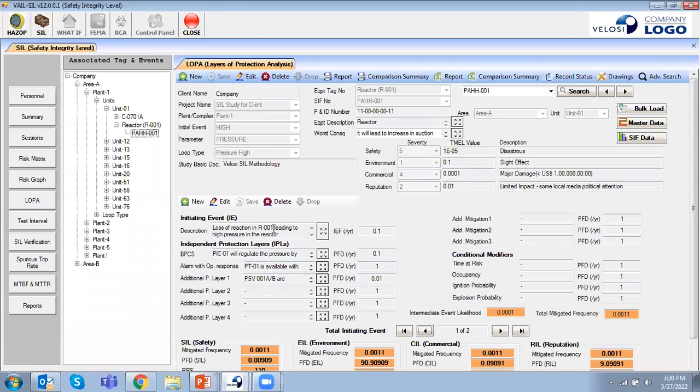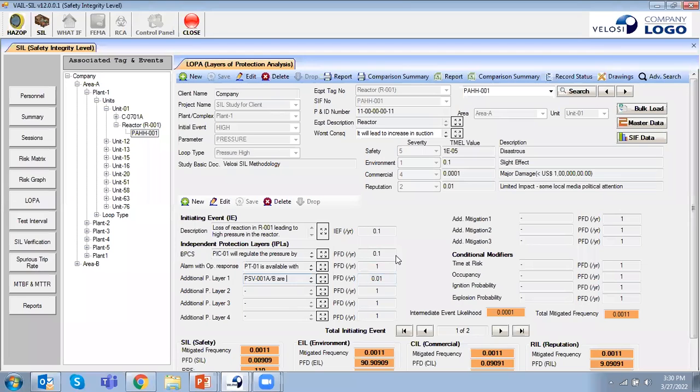And then in case of high pressure, we have a PSV on the reactors. So it is a clean service, so we are taking 0.01. There are different values in the table. For example, if it is a dirty service, we can choose 0.1.